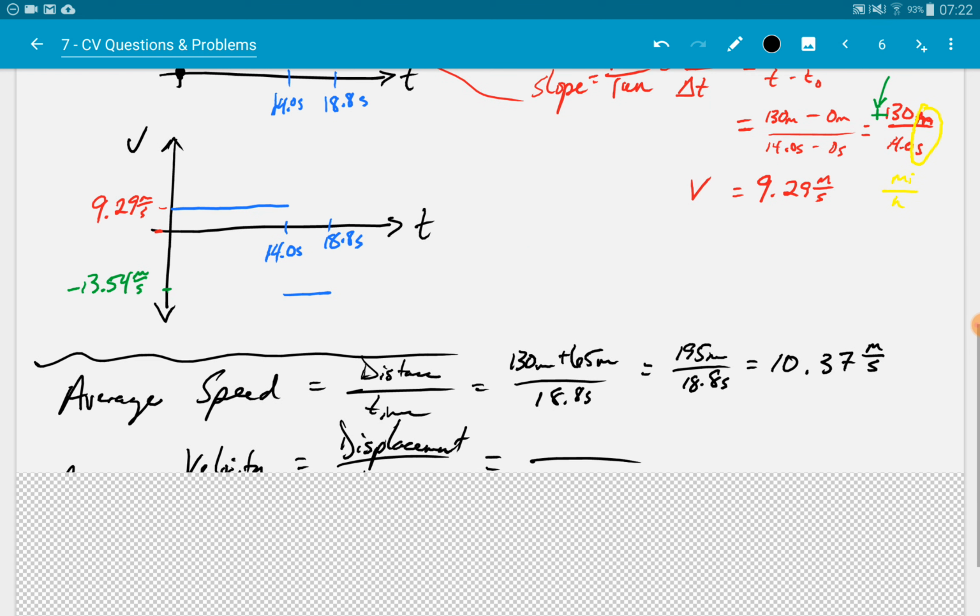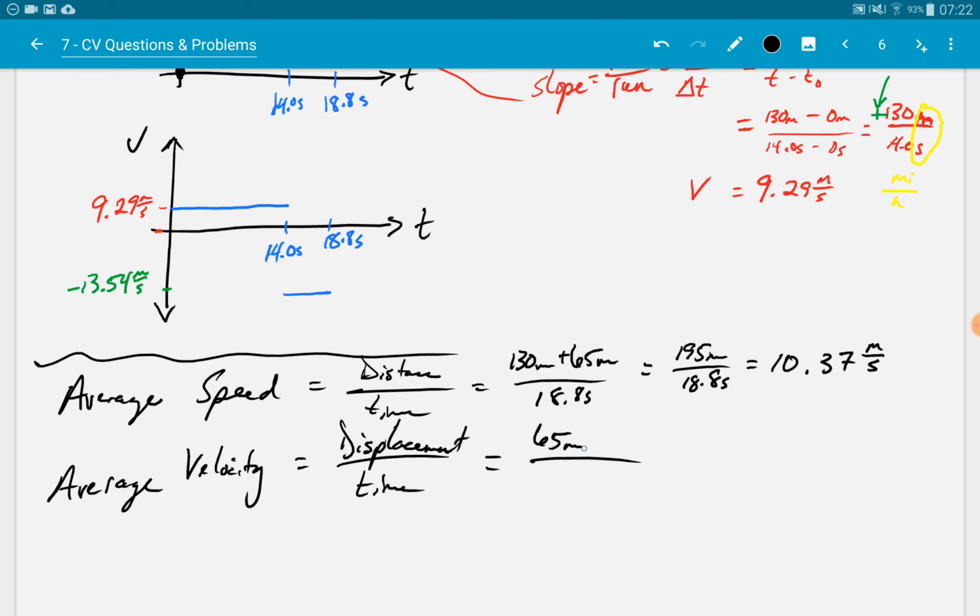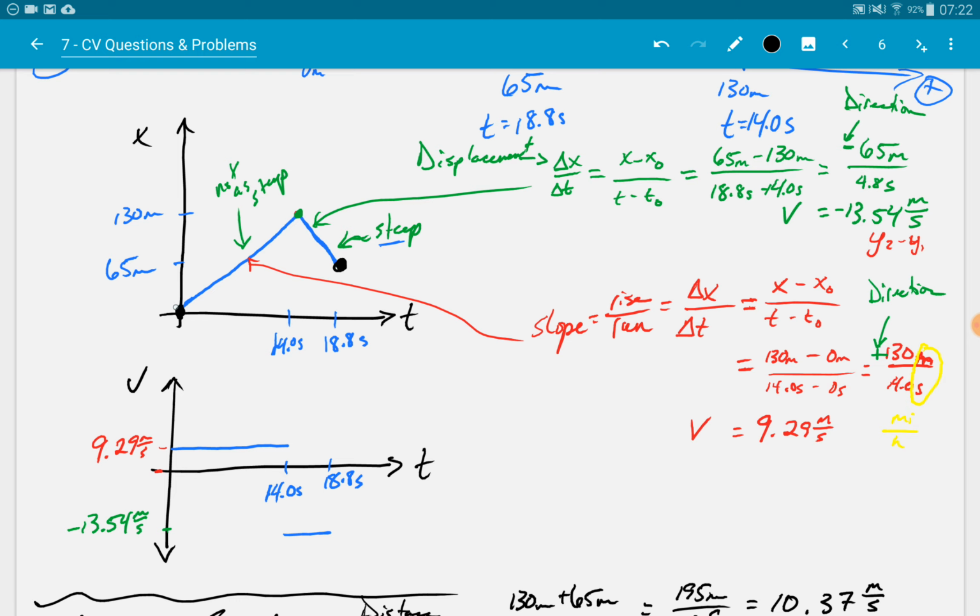So my ending position is 65, and my beginning position was just 0. I do that over the total time, 18.8 seconds. So now it's just 65 over 18.8, and we find that that's 3.46 meters, yeah, that's right, meters per second. And so the average velocity is lower than the average speed there. Why is that? Well, that's because they turned around there. If he hadn't turned around, he would have gone further and further away from where he began, and so my displacement would be bigger and bigger and bigger.